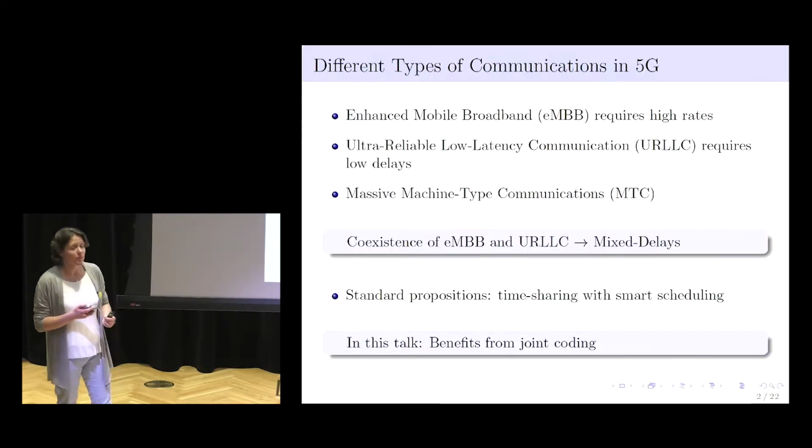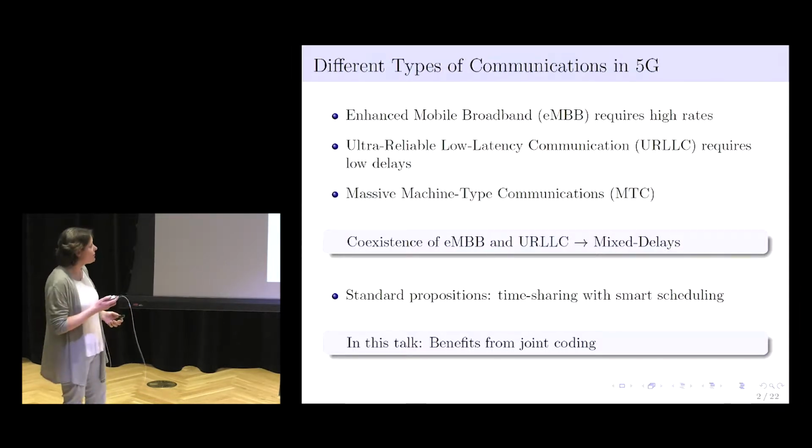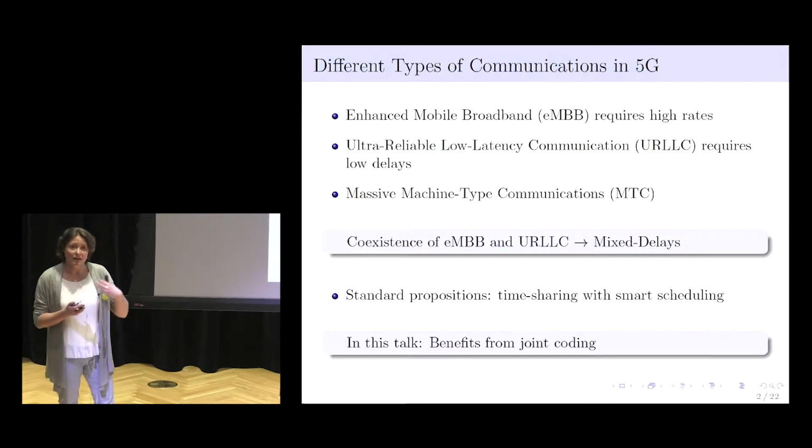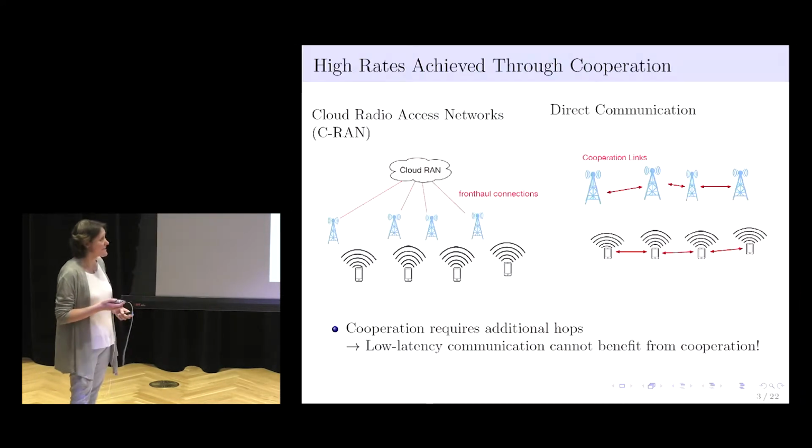In fact, the standard proposition is to use some kind of time sharing and a smart scheduling algorithm to interleave the very low delay communication with the high rate communication. What we're going to see in this talk is that by jointly coding the low delay and the standard delay communication, we can actually get high benefits, at least under some architectures.